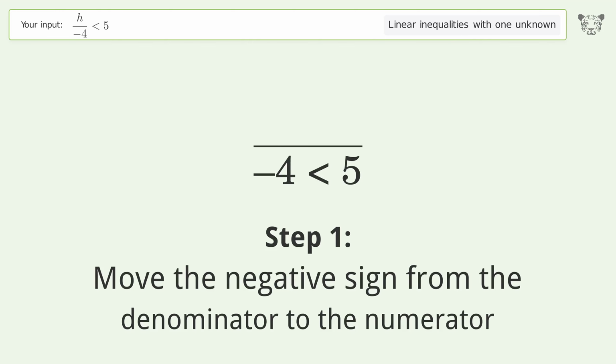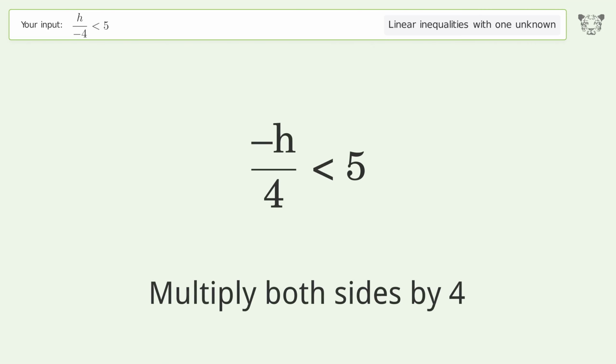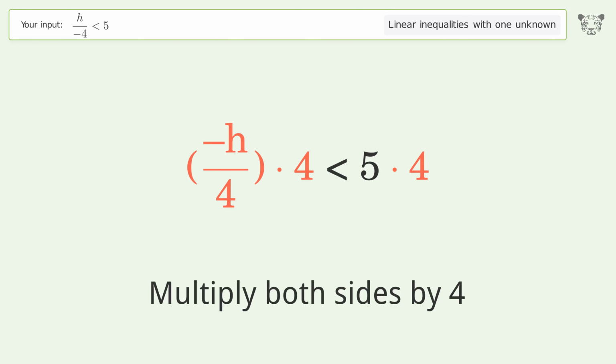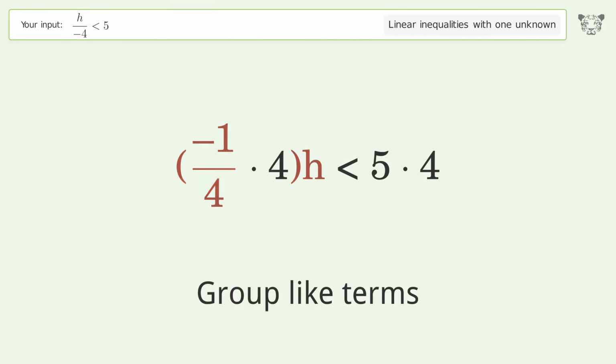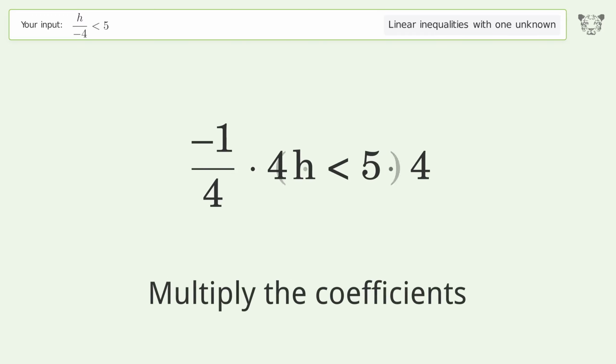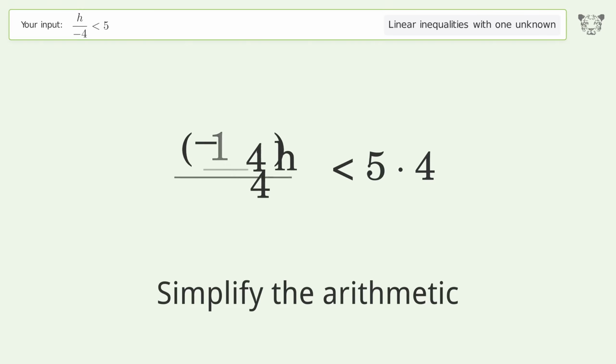Move the negative sign from the denominator to the numerator. Isolate the h. Multiply both sides by 4. Group like terms. Multiply the coefficients. Simplify the arithmetic.